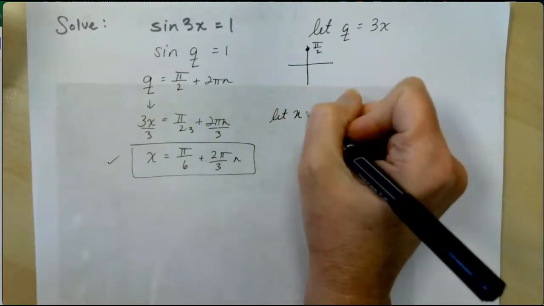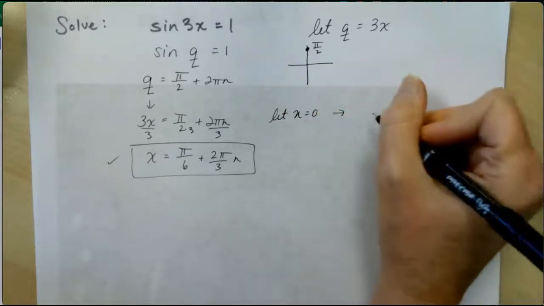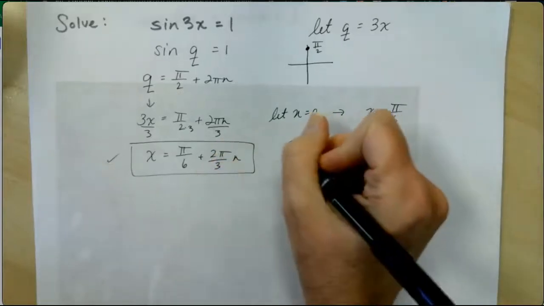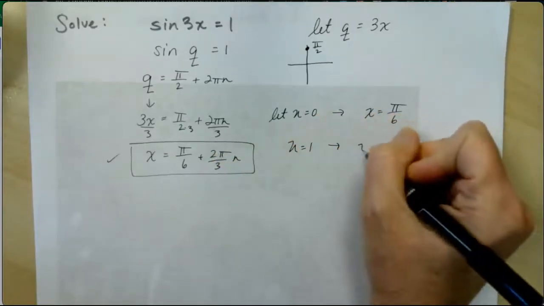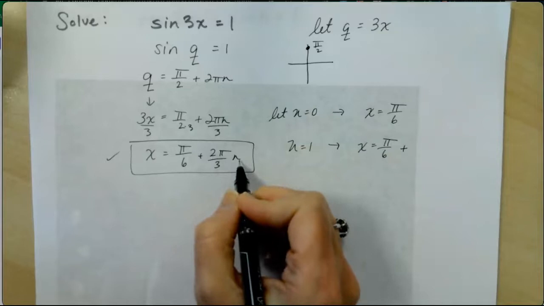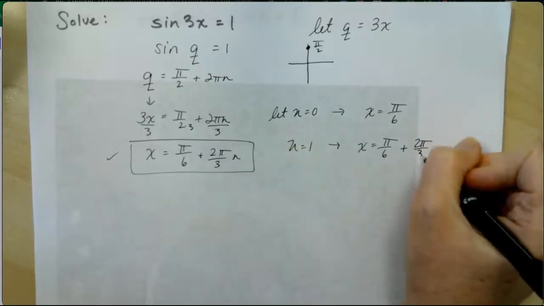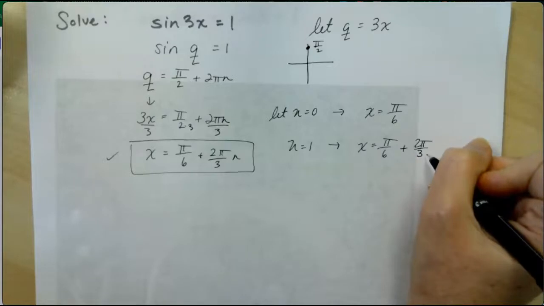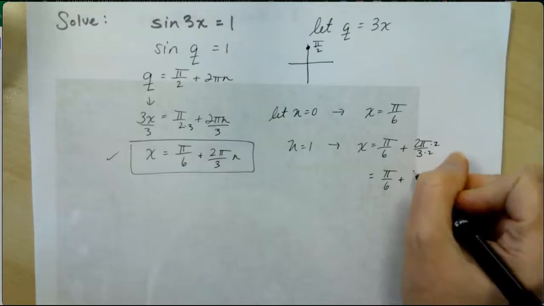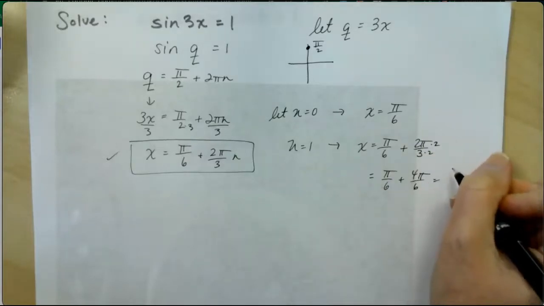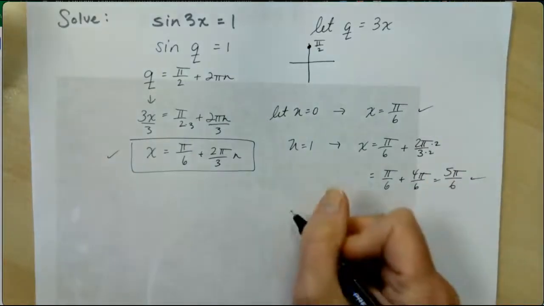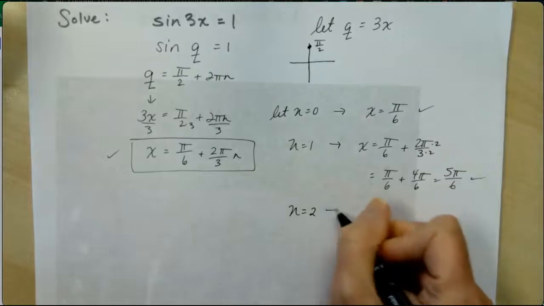Now we are going to let n equal 0. When n equals 0, x equals pi over 6 plus 0. Let n equal 1, and we get x equals pi over 6 plus 2/3 pi times 1, so that is 2/3 pi, which we need a common denominator, which will be 6, so times 2, we end up with pi over 6 plus 4 pi over 6, which is 5 pi over 6. First answer, second answer.